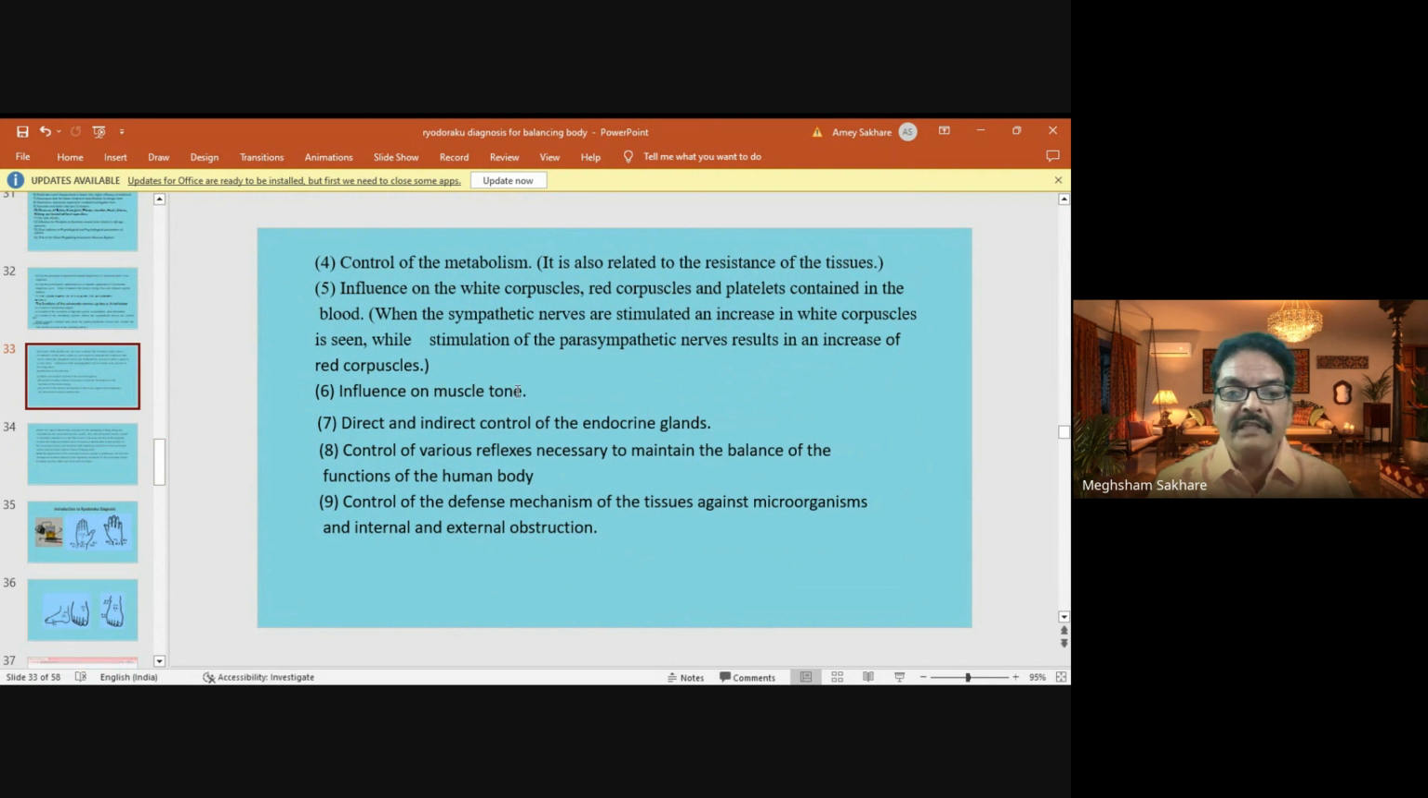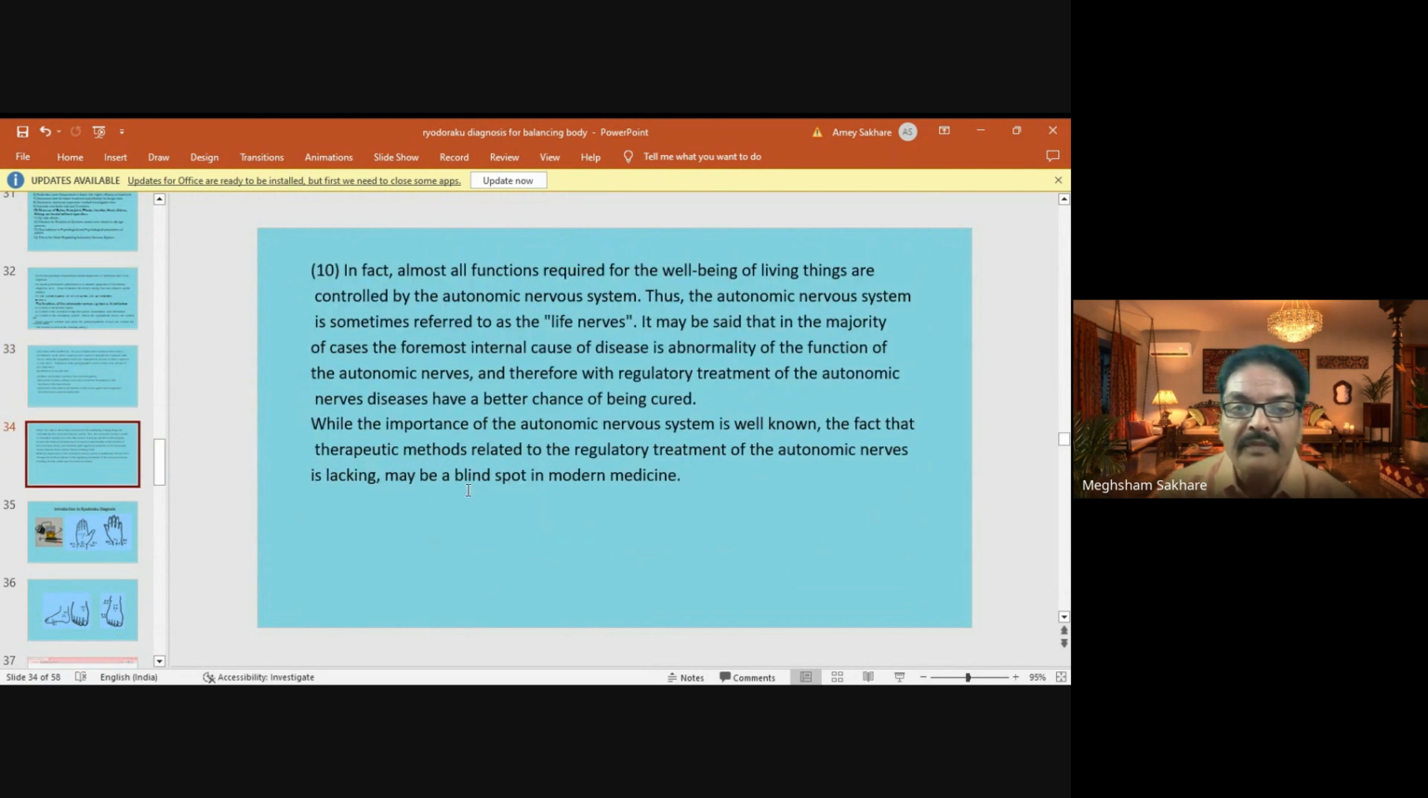It influences muscle tone, with direct and indirect control of the endocrine system. It controls various reflexes necessary to maintain the balance of the function of the human body. It controls the defense mechanism of the tissue against microorganisms and internal and external obstructions. In fact, almost all functions required for the well-being of living things are controlled by the autonomic nervous system. Thus, it is sometimes referred to as the life nerves.